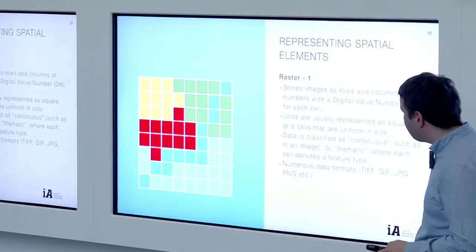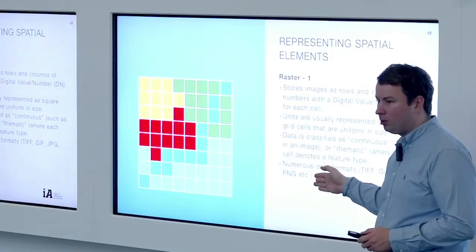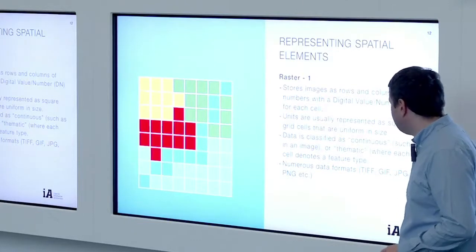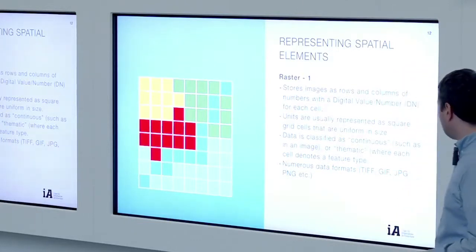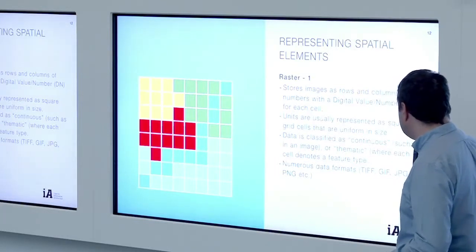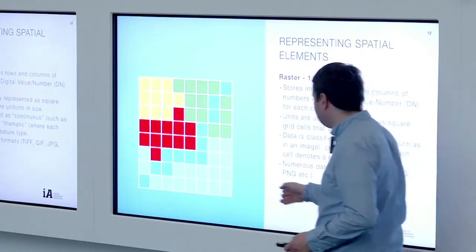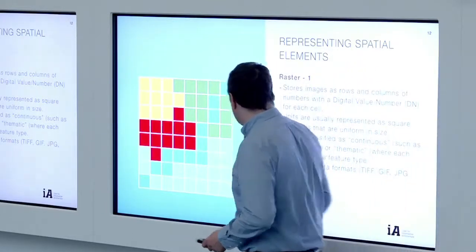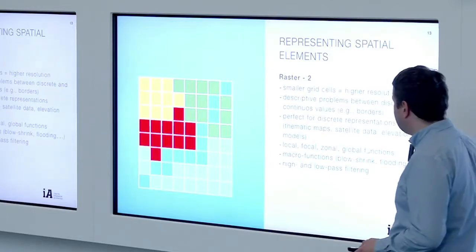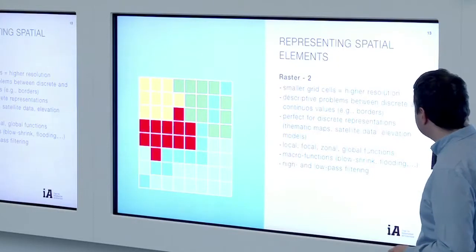So the idea is actually, with raster you can do fast data processing. It's very simply organized, very simple kinds of data sets, and you usually have discrete information assigned to each grid cell. And of course, the smaller the grid cells are, the higher the resolution is.